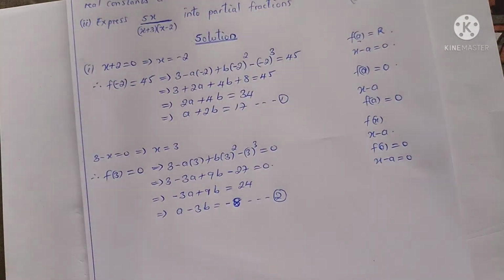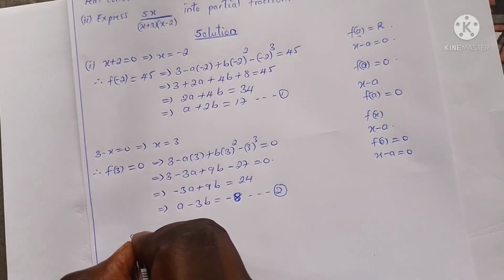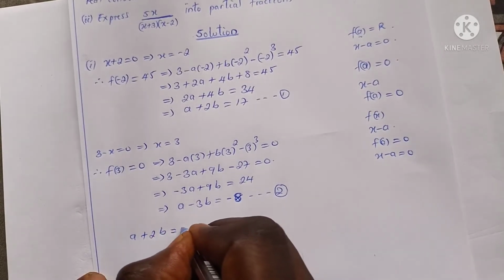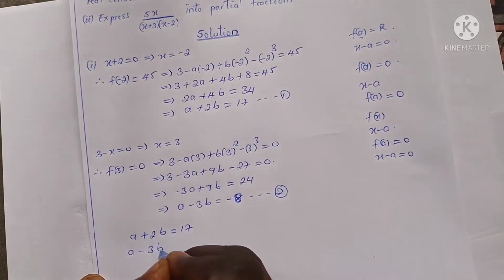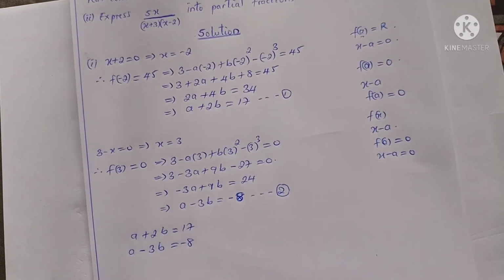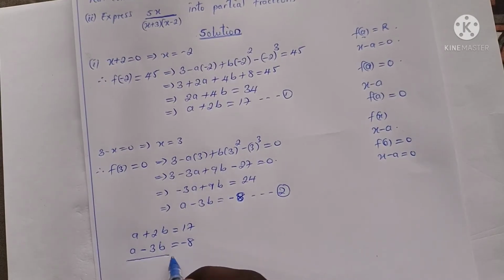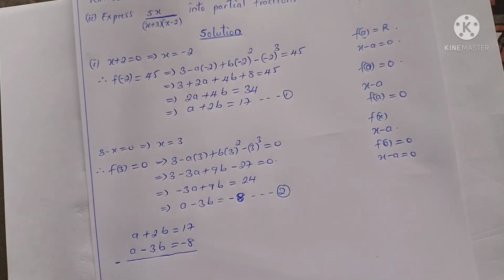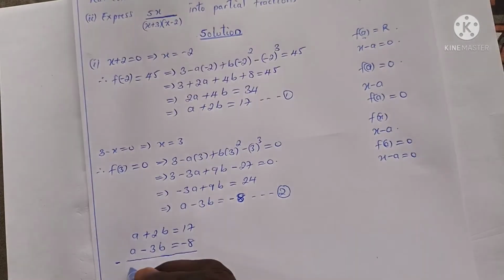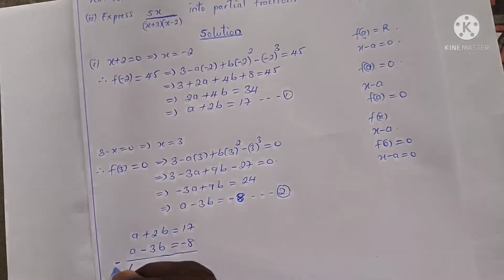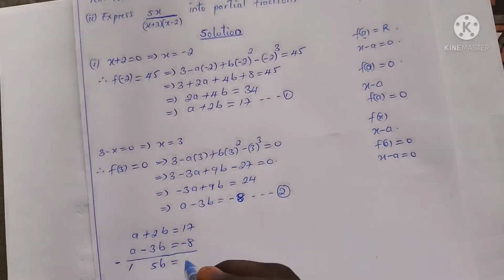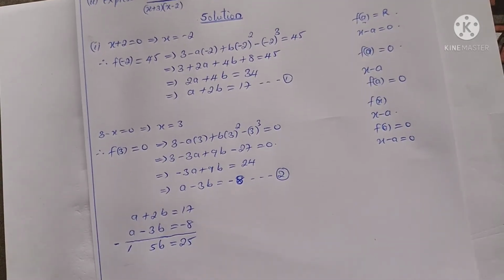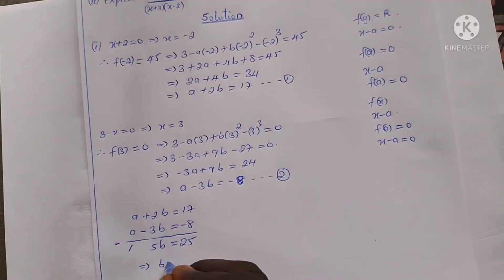Now to solve for a and b, we need to solve the two equations simultaneously. So this is our equation 1, a plus 2b is equal to 17. And equation 2 is a minus 3b, which is negative 8. And we can solve these two equations by using the elimination method. If you subtract equation 2 from equation 1, here we're going to have 0. 2b minus negative 3b gives us 5b, which is equal to 17 minus negative 8 gives us 25. So if you divide both sides by 5, we're going to have b, which is equal to 5.